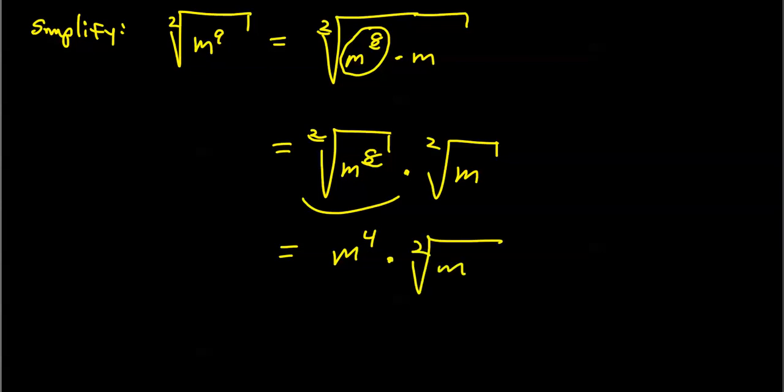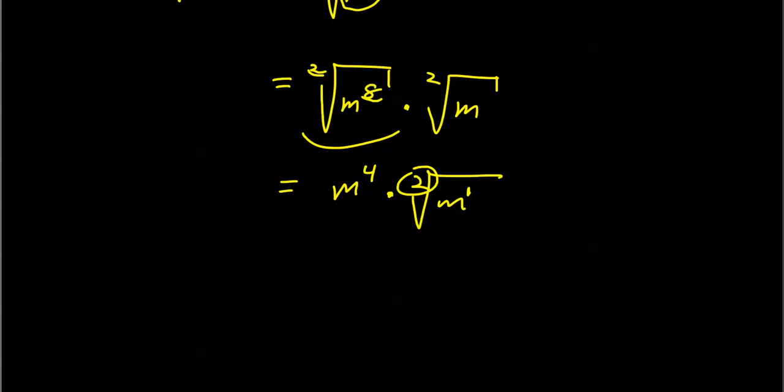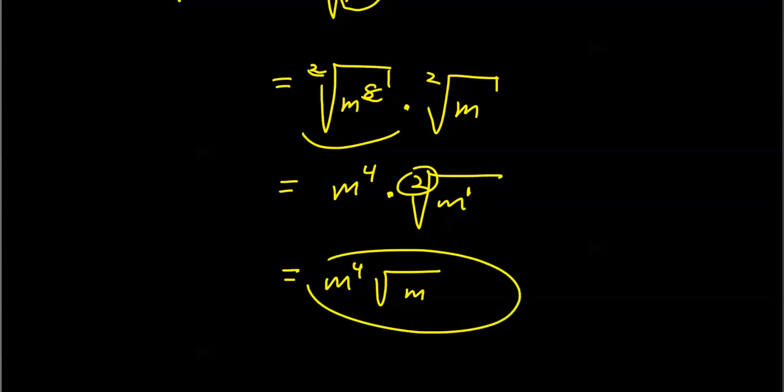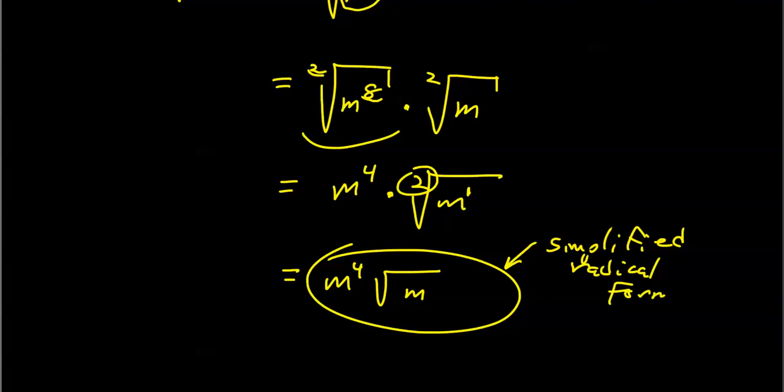Alright, the square root of m, well, m is stuck inside, right? The exponent on m is less than the index, and when that's true, you're in simplified root form. So let me write this out a little more formally. M to the 4th times the square root of m would be my final answer. M to the 4th root m, some might say. And again, this is simplified root form, or simplified radical form. Okay?